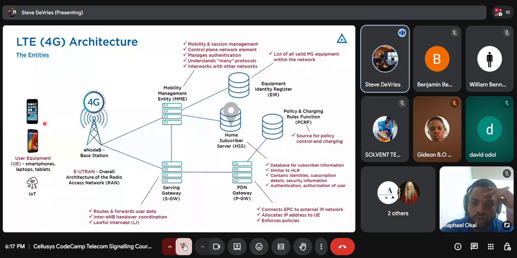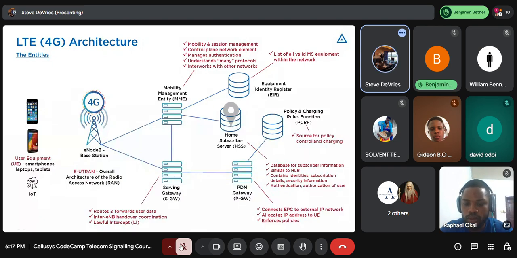Your user data is going to go over the air to here, and it's going to go through a GTP tunnel here, kind of like a VPN. And it's going to go through a tunnel here, and it's going to be handed off to the world through these tunnels. So the PDN gateway, now this is your access into the world, into the packet world. It connects the evolved packet core to the external IP network. It also gives the user equipment its IP address, and it's the policy enforcer.